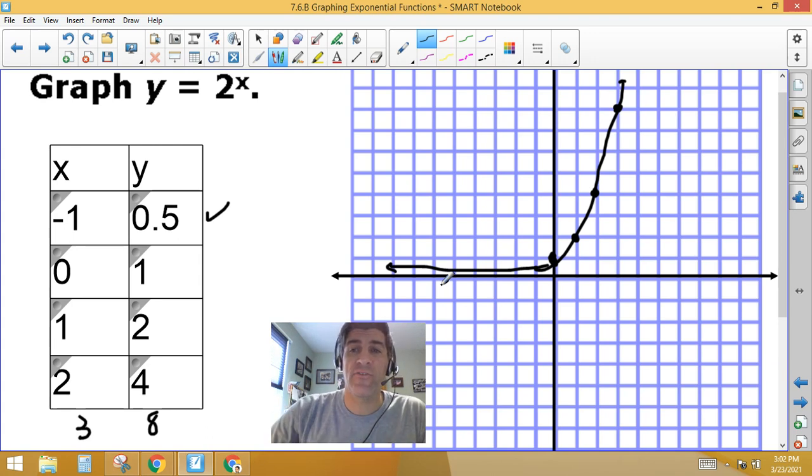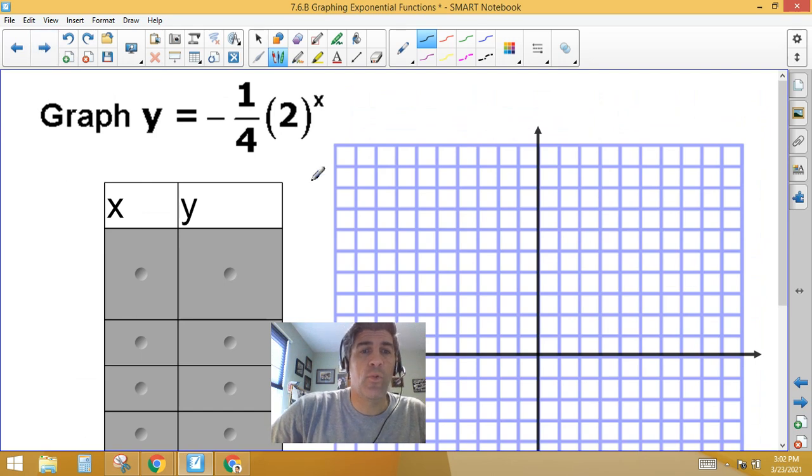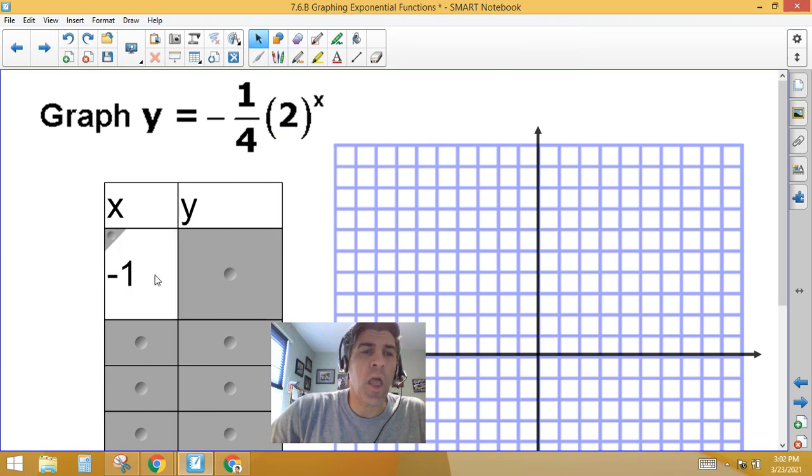All right, you cannot get to 0 going that way. So there's my beautiful looking graph. Let's try one more here. Here I have a starting value of -1/4 times 2 to the x. My first input is -1.